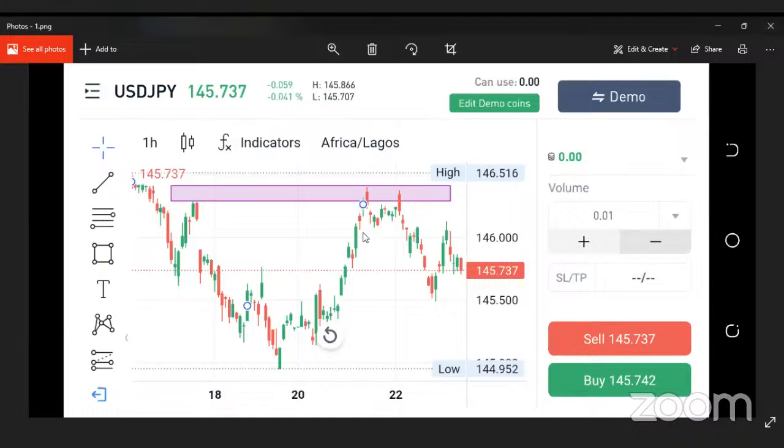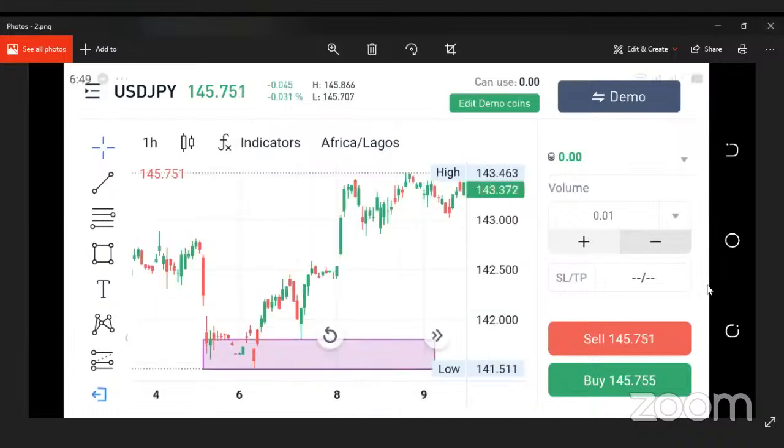Then we have a demand zone. This is an example of a demand. Remember the first one I showed you is at the top, signifying that the market is going to come down because every time the market touches it, it just keeps coming down. But with this one, anytime the market touches it, it tries to go up. So this is our demand zone. We call it the demand or the support zone.